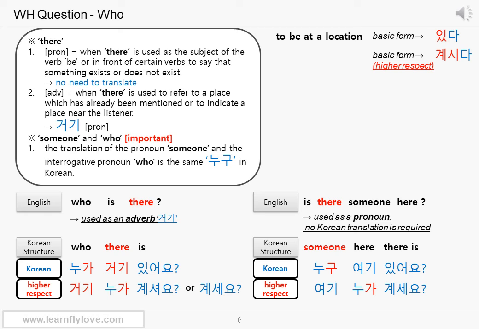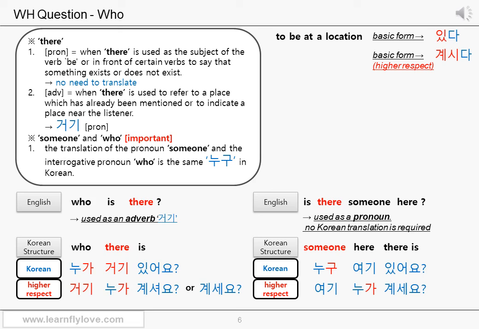Can we add a subject particle 가 here too? The answer is yes. But someone is not a subject in an English sentence here, because there is used as a subject already. There is here a pronoun. It's used as a subject. But in a Korean sentence, someone, 누구, is used as a subject. Therefore, you can add a subject particle 가. So, 누가 is fine too.